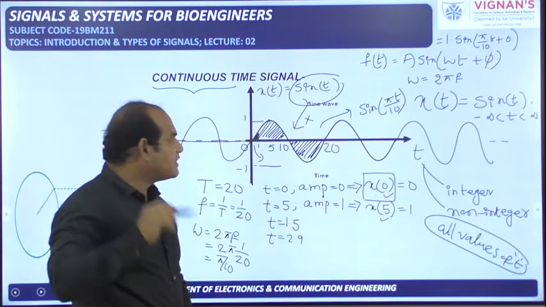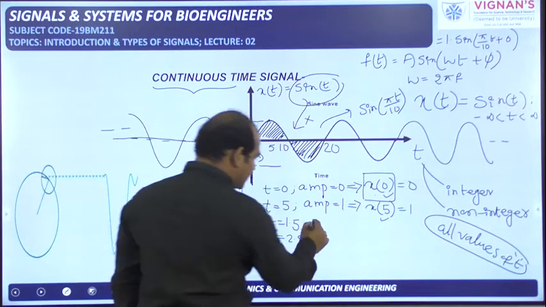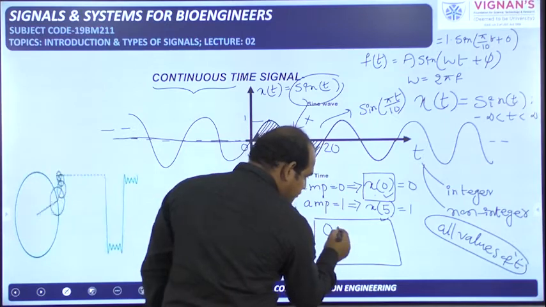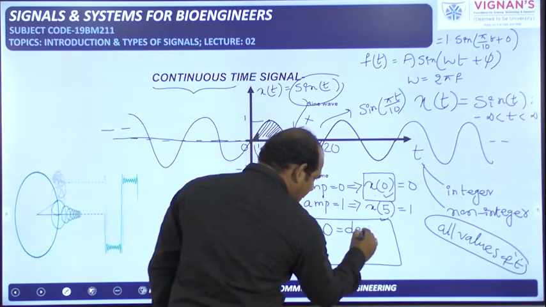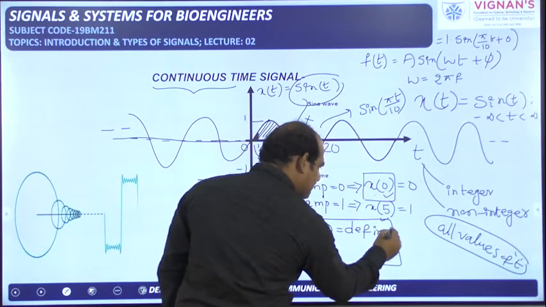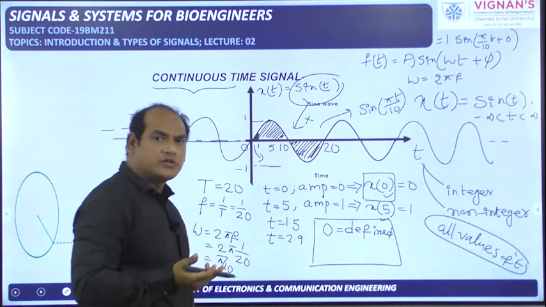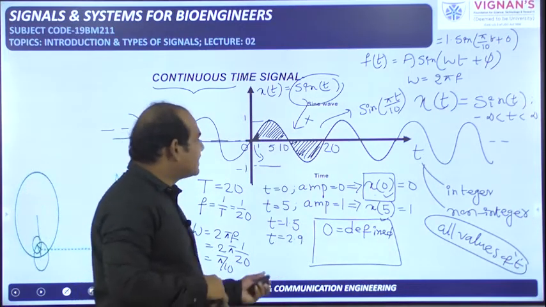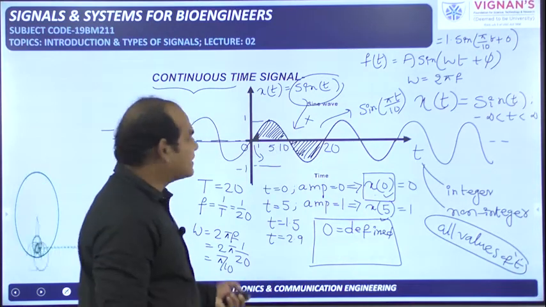0 is also a defined value. This is a very, very important point. Don't think that 0 means not defined. 0 is also a defined value only. The amplitude can be 0, and that is also a defined value. Remember that one. This is about the continuous time signal.